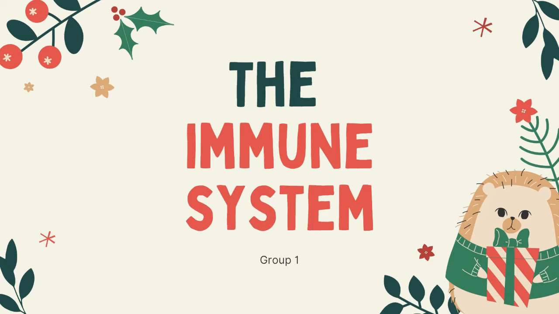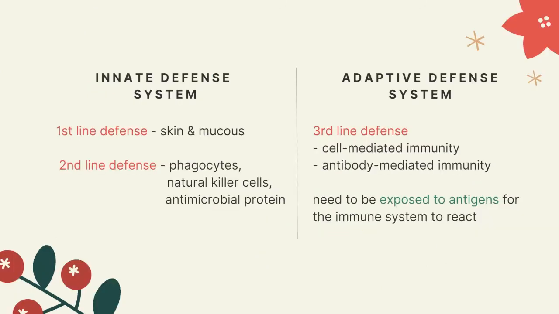In this video, our group is going to talk about the immune system. The immune system consists of the innate defense system and the adaptive defense system. The innate defense system includes external physical and chemical barriers, which are the first-line defense and second-line defense. Skin and mucous membrane of the body are the first-line defense against pathogens. This external barrier prevents pathogens and foreign substances from entering the body and causing disease.